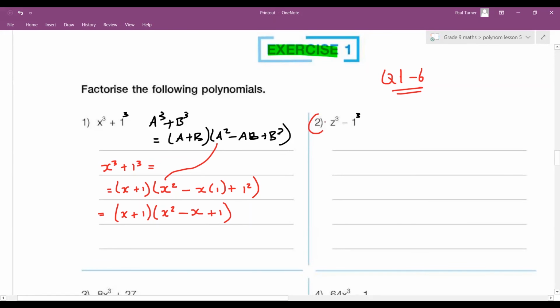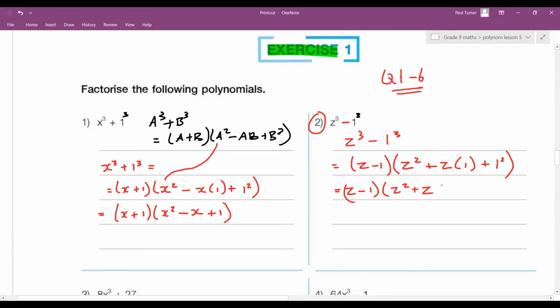In question 2, it's the same except we have minus. So z cubed minus 1 cubed. We're going to have z minus 1 as the factor. Then we've got z squared plus z times 1 plus 1 squared, like that. So z minus 1, z squared plus z plus 1, and finished. Not much difference between the two, is there? That's question 2.